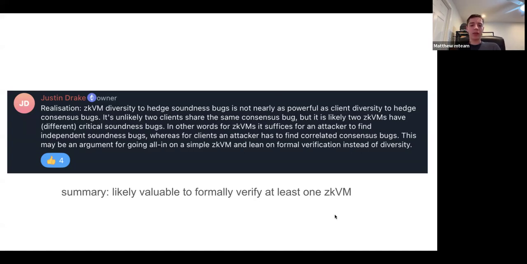And so I think it's likely valuable to formally verify at least one ZKVM and kind of enshrine the idea of that ZKVM, either on-chain or just off-chain with kind of social consensus. The downside of this is that it takes longer to formally verify things. It's not easy, but I think there's some significant benefits as well. So I just want to open up to conversation if anyone has any ideas surrounding this.